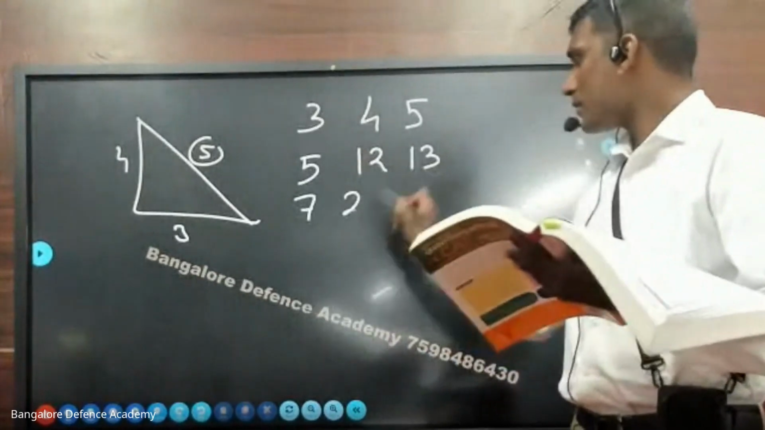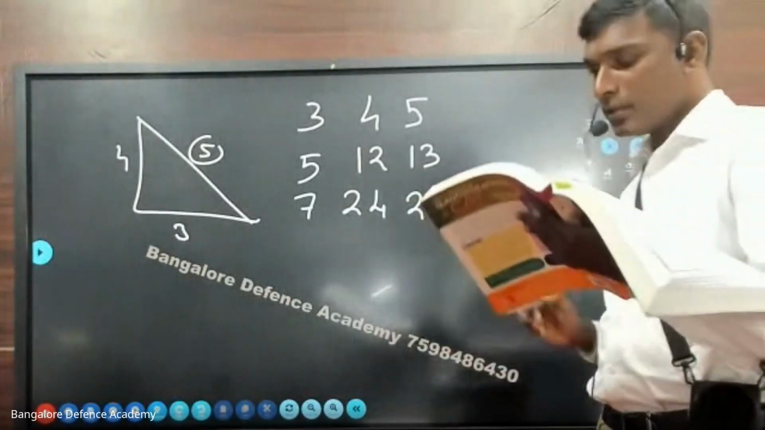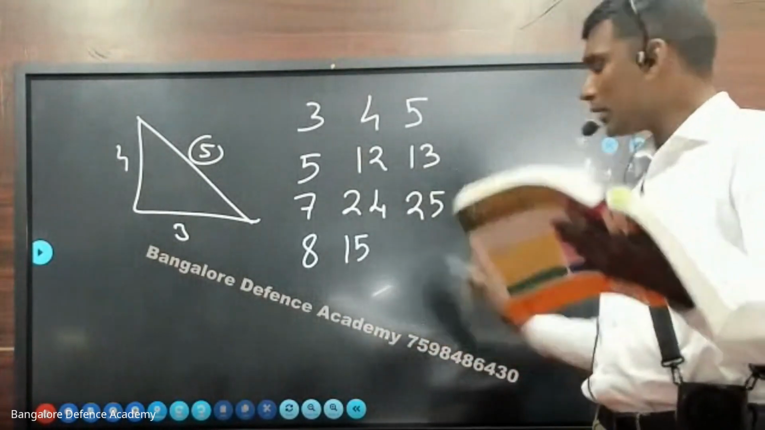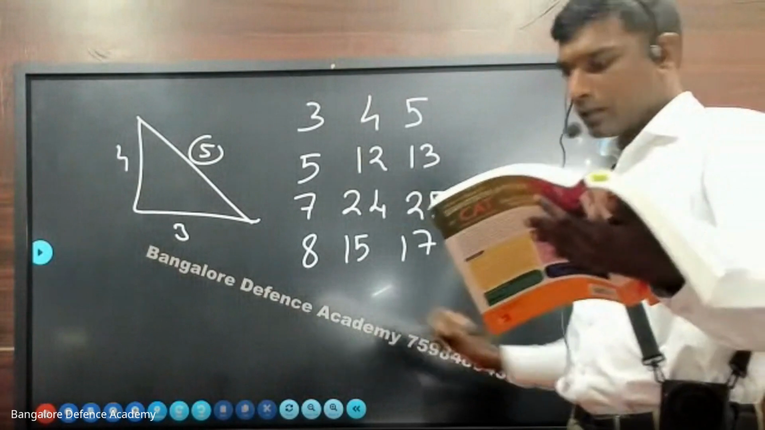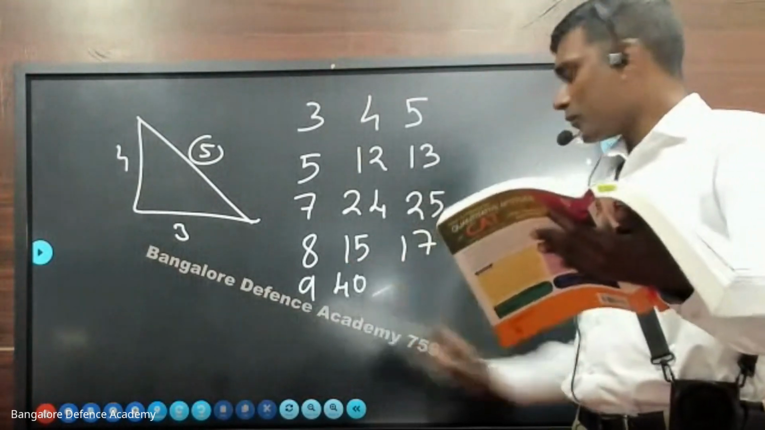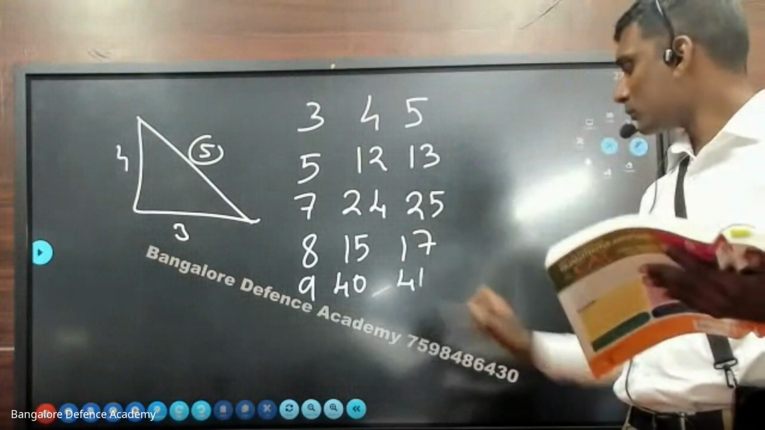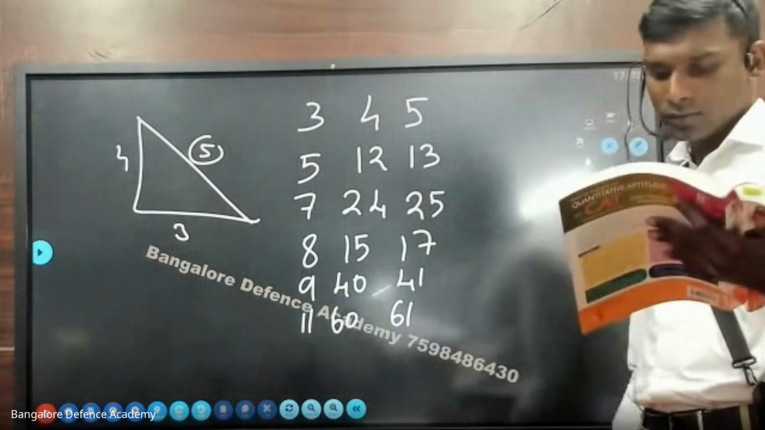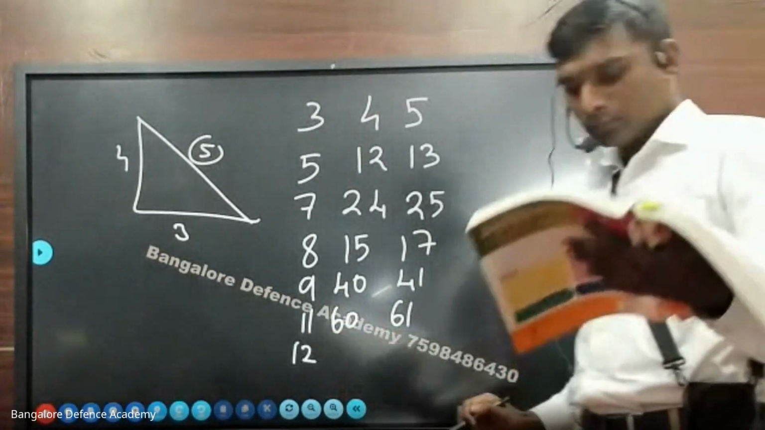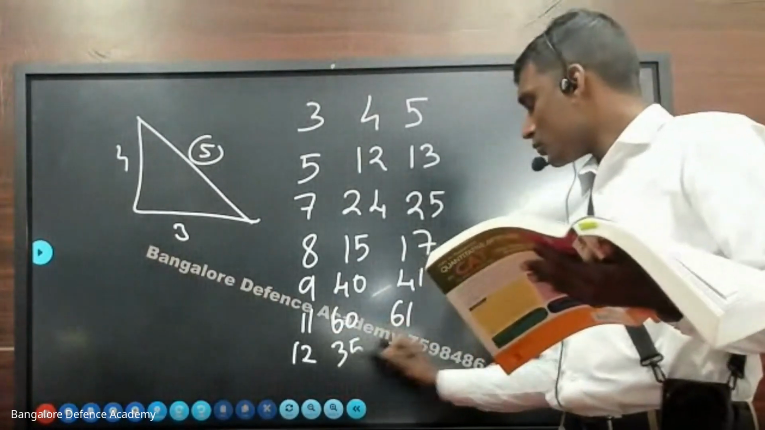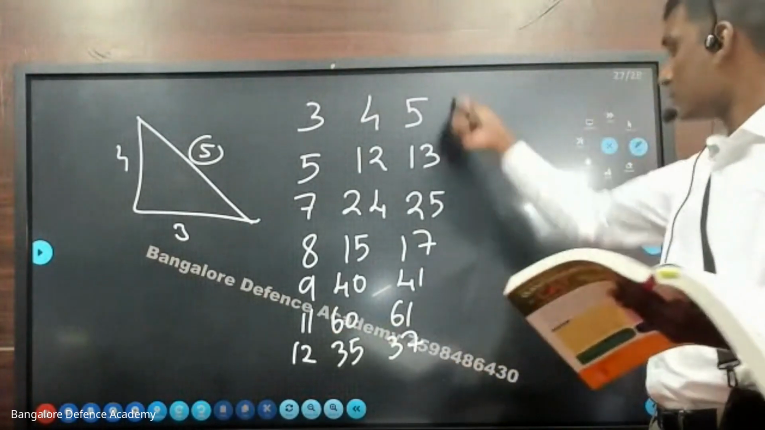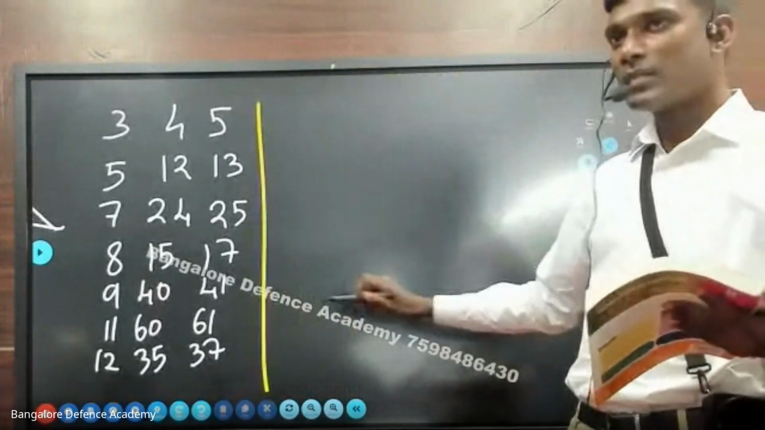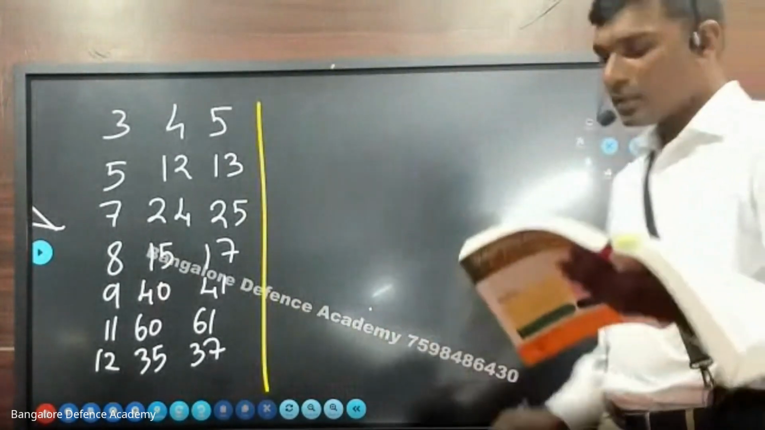Next is 7, 24, 25. Next is 8, 15, and 17. Next one is 9, 40, and 41. Next one is 11, 60, and 61. Next is 12, 35, and 37. This I haven't given to any student in 10th standard, correct? For the first time I'm giving you, right? Yes. This will save your time in the exam.